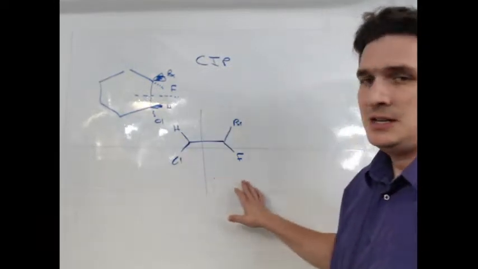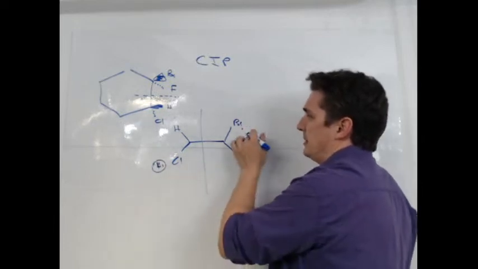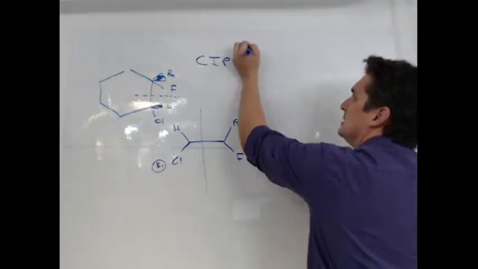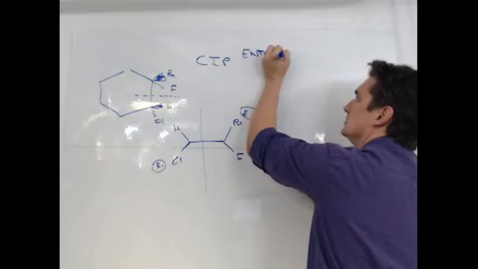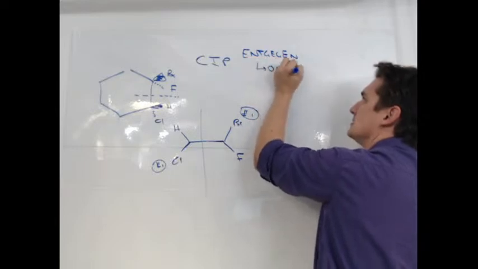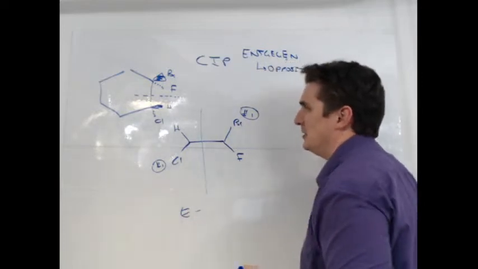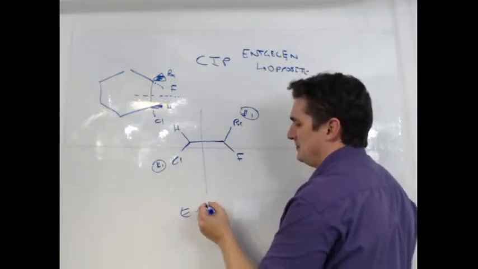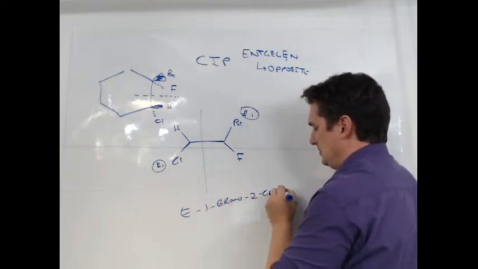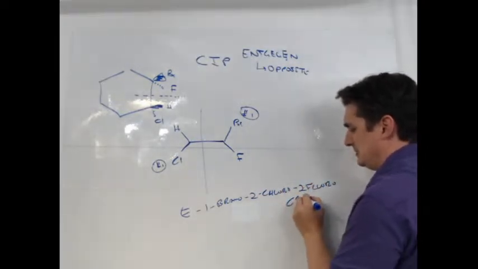And we're going to look on the left side and the right side. So on the left side, our highest priority group is down. And on the right side, our highest priority group is up. So the E here is entgegen, which means opposite. So in this case, this would be E. 1-bromo-2-chloro-2-fluoro-cyclohexane.